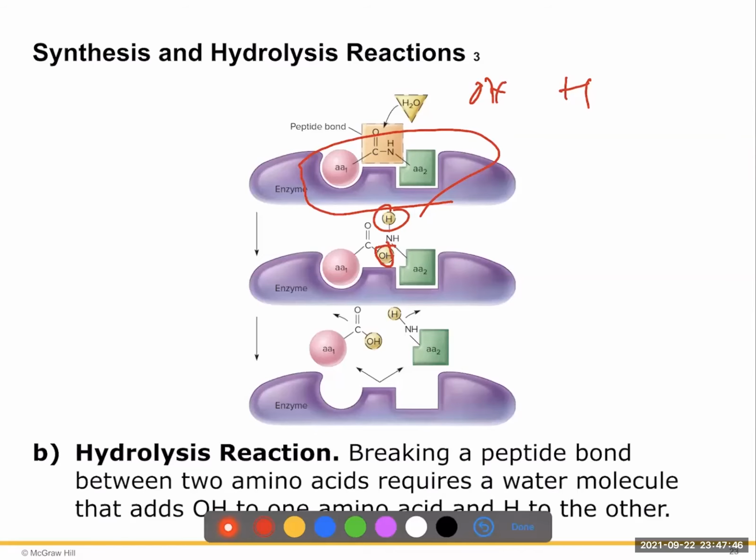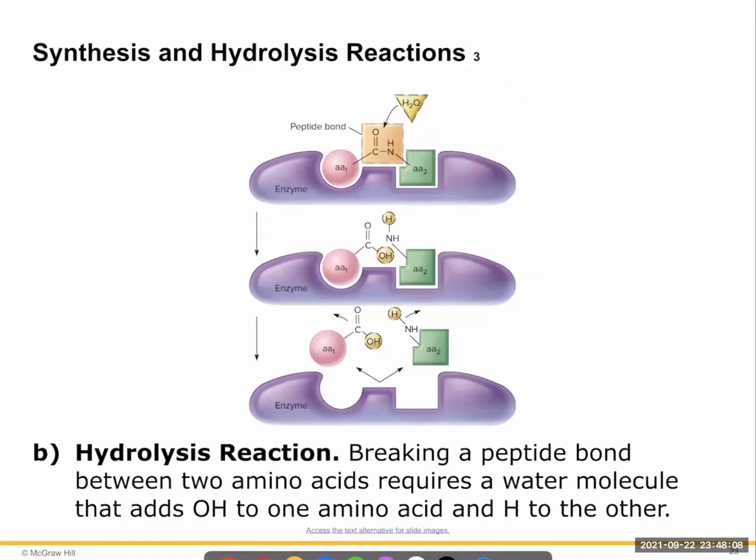So you add OH and you see there's water been added right here, OH and H. So H2O, or water, has been added. So you have an NH2 group on this protein and you have a carboxylic acid group on this protein. And you've added the OH and you added an H. So hydrolysis reactions, breaking a peptide bond between two amino acids, require a water molecule. Okay? That adds OH to one amino acid and H plus to the other.